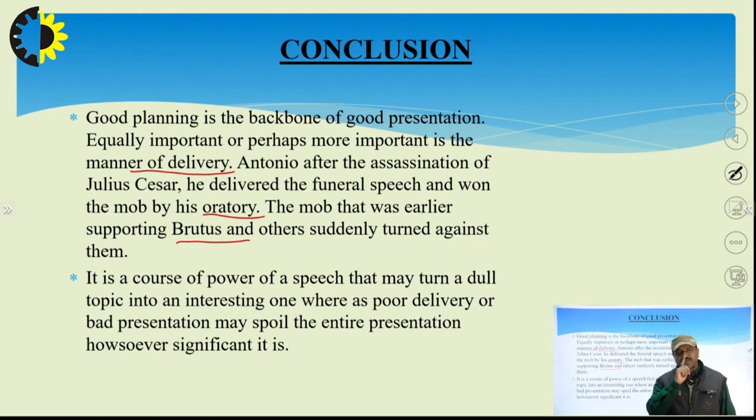So we should keep this in our mind. I repeat once again, it is the power of a speech that may turn a dull topic into an interesting one. A dull topic can become an interesting topic if your speech delivery is good, if your presentation is good. Whereas poor delivery or bad presentation may spoil the entire presentation, howsoever significant it is.